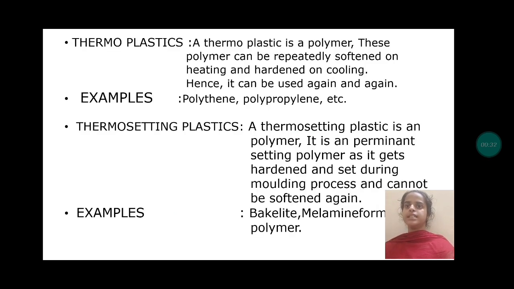Thermoplastic is a polymer. This polymer can be repeatedly softened on heating and hardened on cooling. Hence, it can be used again and again. Examples of thermoplastics are polythene and polypropylene, etc.